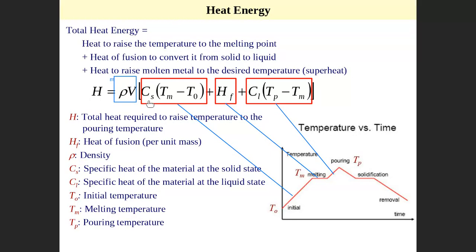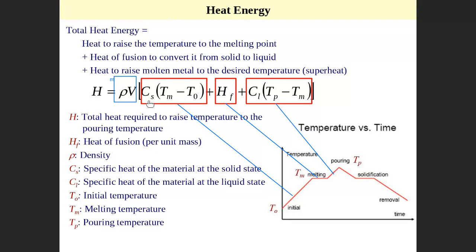So Cs here, the specific heat, is the heat required to raise the temperature of unit mass of the material by 1 degree Celsius. It is different from material to material. The specific heat for aluminium is different from that of steel, different from that of copper, and so on. Aluminium has a low melting temperature, meaning the specific heat to raise its temperature is low. If you come to steel, you can see the specific heat is higher.